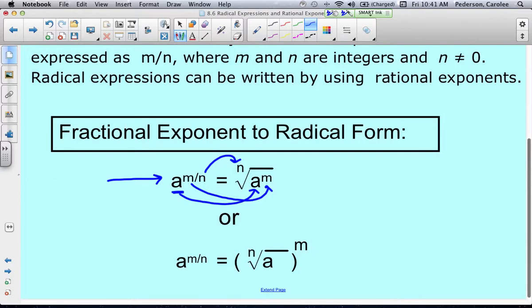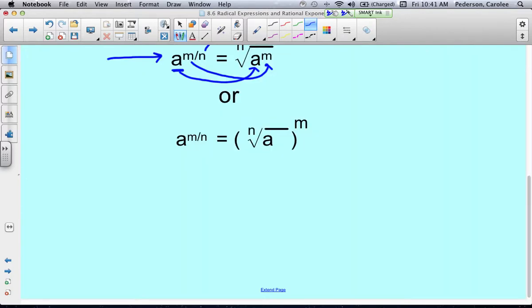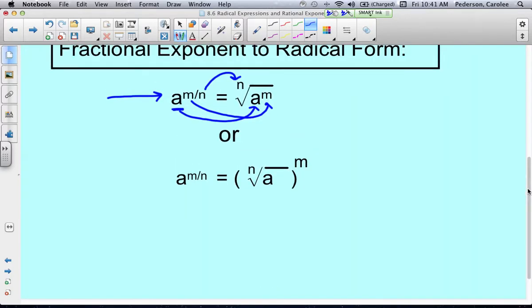You can also rewrite it in the bottom equation. Again, the a goes underneath. The n is still the index, but notice the difference. Now you can raise it to a power. So please make sure you write those two equations down, and then we'll practice it on the next slides.